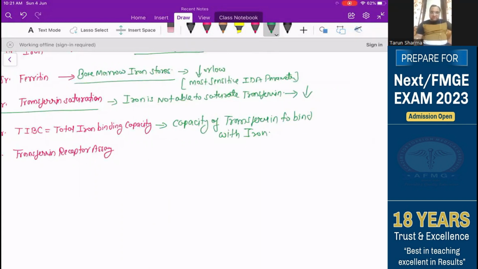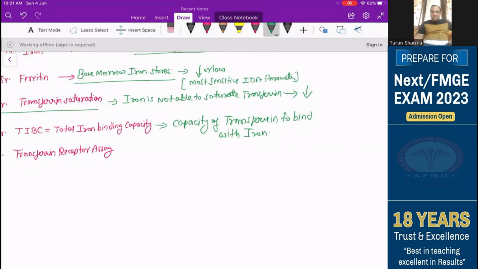Answer me whether it is going to increase or decrease. The capacity of the transferrin to bind with the iron: whether the transferrin wants to increase its capacity or wants to decrease its capacity in iron deficiency state. Yes, very good. Because it is going to increase. It's a compensatory mechanism.